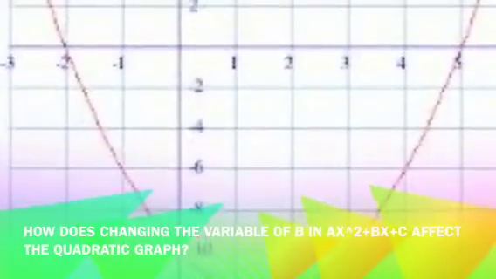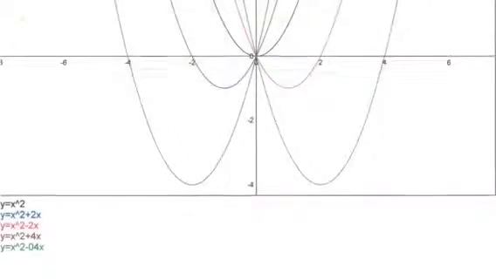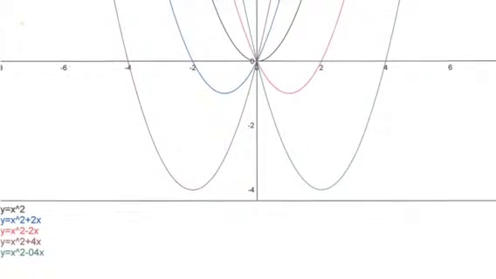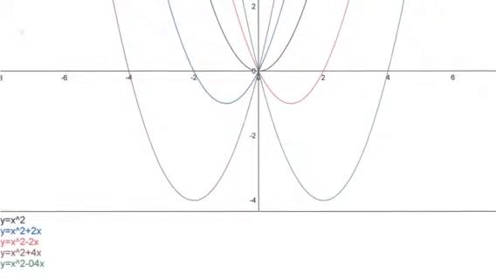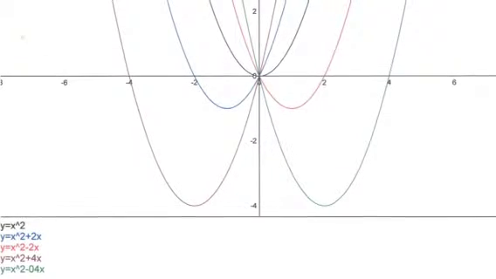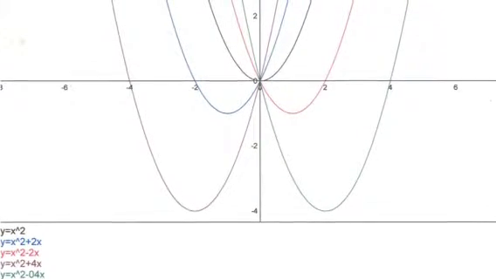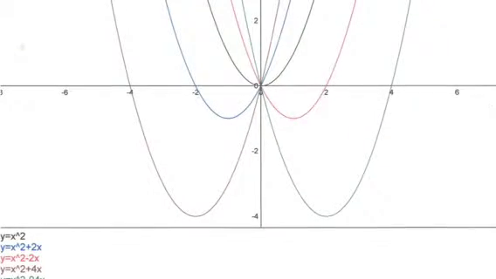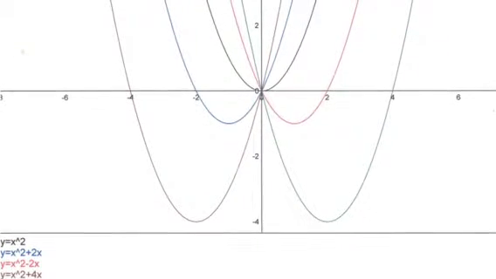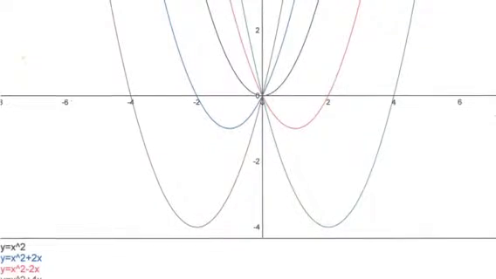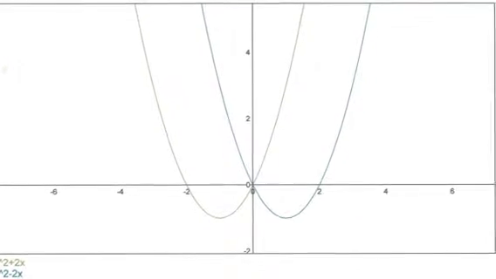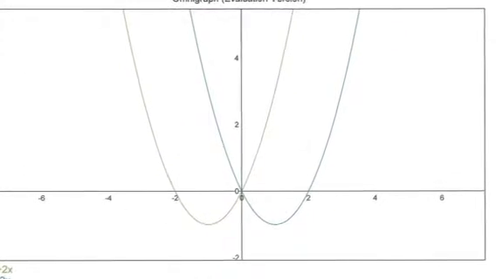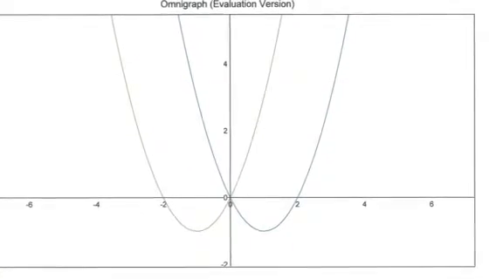How does changing the variable b of the equation affect the quadratic graph? We are going to start with a simple equation, that is y equals x squared, which is the black parabola. The other parabolas, apart from y equals x squared, have their same copy, but on the opposite side. That happens because the equations are the same, but one has a positive coefficient and the other has a negative coefficient. We are going to use this example. They are the same equation, but they are on opposite sides.